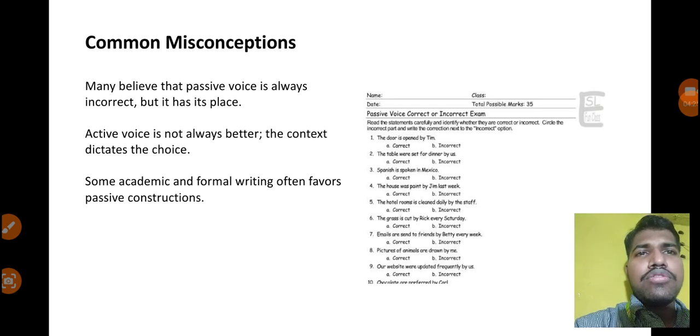Common misconceptions. Many may believe that passive voice is always incorrect, but it has its place. Active voice is not always better. It indicates a choice. Some academic or formal writing favors passive constructions.